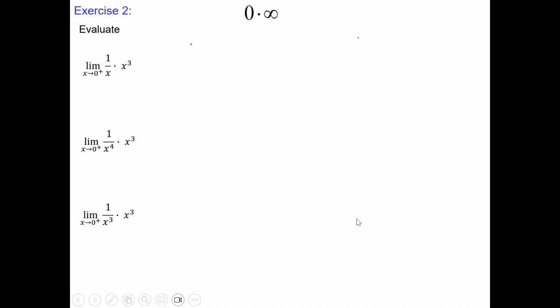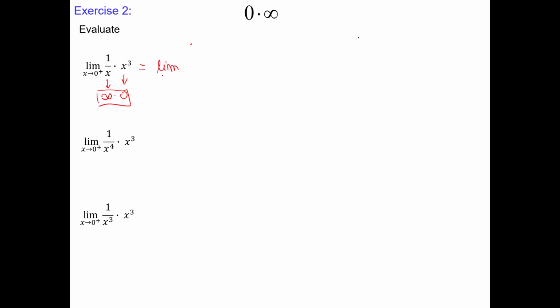Okay, exercise number 2, almost the same thing. But now this limit is as x approaches 0 from the right-hand side. Also these expressions create an indeterminate form, the indeterminate product. 1 over a small number is a big number. X cubed at 0 is 0.